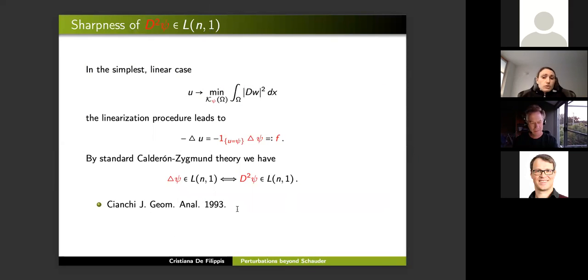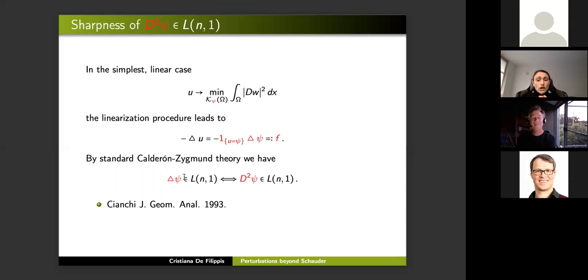And to see the sharpness of this result, we just need to have a look at quadratic functionals. After linearization, you get this. And by standard Calderon-Zygmund theory, we have that the Laplacian of psi belongs to L^{n,1} if and only if the second derivative of psi is in L^{n,1}.